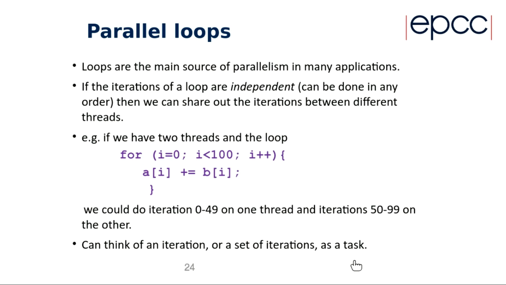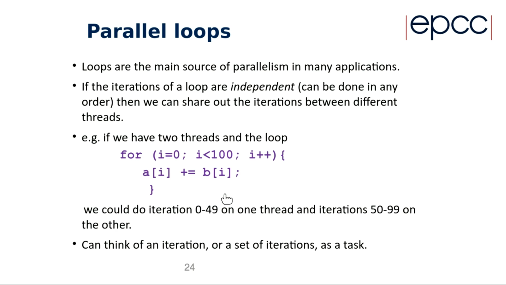So for example, if we have a loop like this, which just forms the sum of two vectors, then it doesn't matter what order we do those additions in, we're going to get the same result. Suppose, very simple example, we had a loop like this with 100 iterations and 2 threads, we could do the first 50 iterations on one thread and the second 50 iterations on the other thread. Actually, in practice, with such a simple loop body and 100 iterations, there's no way that you're going to get useful speed up from that.